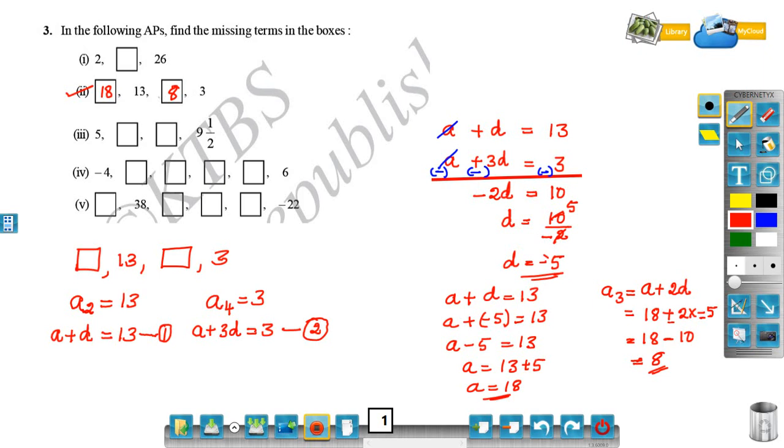So, like this you have to solve the remaining problems. The remaining problems, third one and fourth one and fifth one, you can solve by the same method as we have solved second one. So, I will leave third, fourth and fifth one for you to solve.